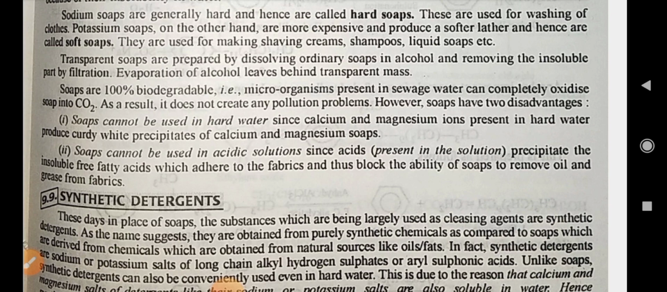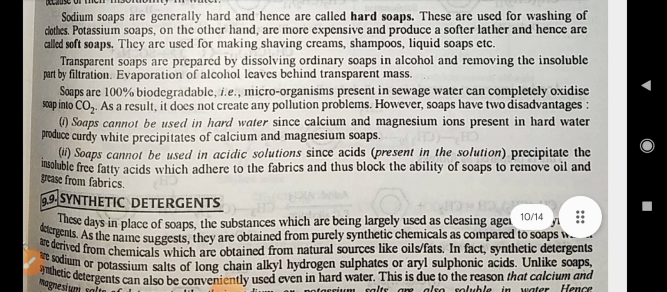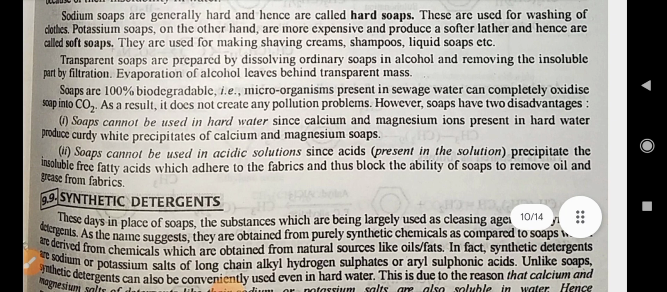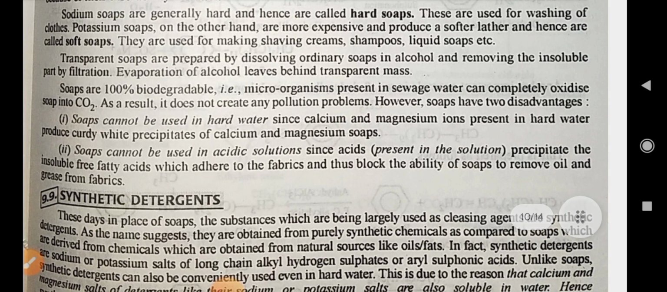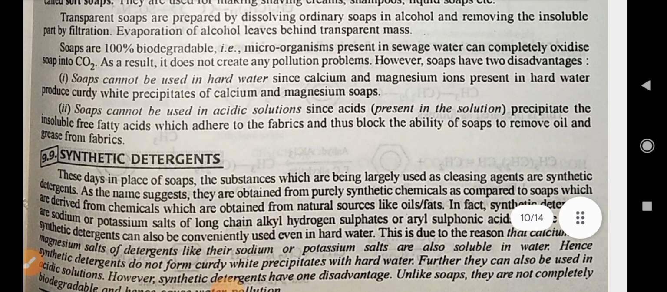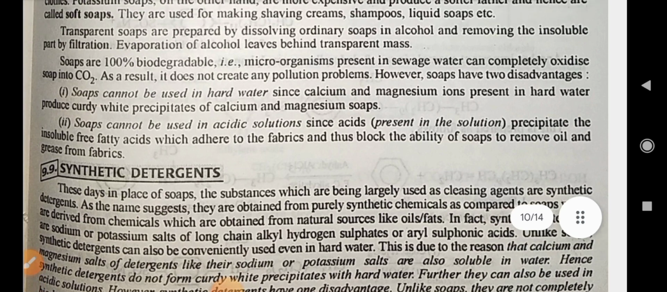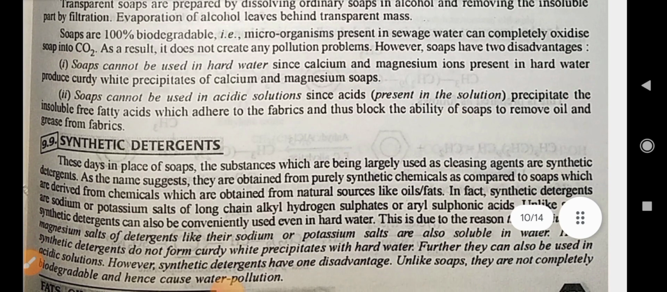Potassium soaps, on the other hand, are more expensive and produce softer lather, and hence are called soft soaps. They are used for making shaving cream, shampoo, liquid soap, etc. Transparent soaps are prepared by dissolving ordinary soap in alcohol and removing the insoluble part by filtration. Evaporation of alcohol leaves behind a transparent mass.